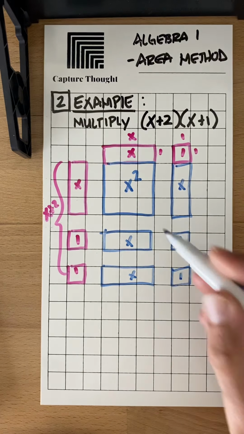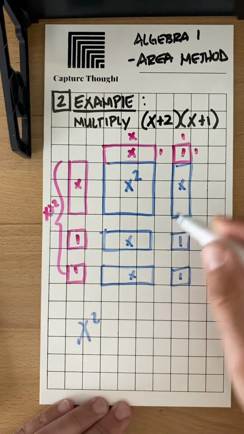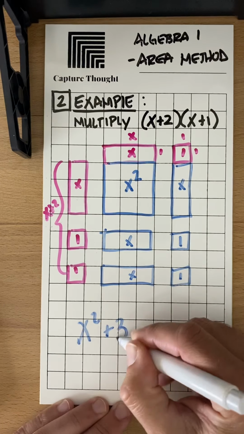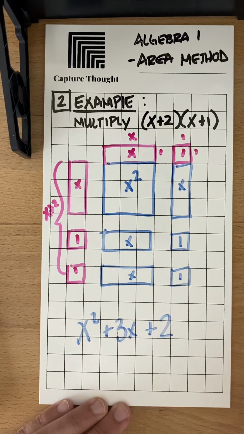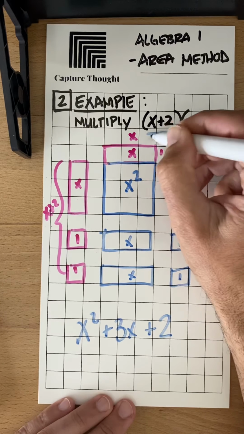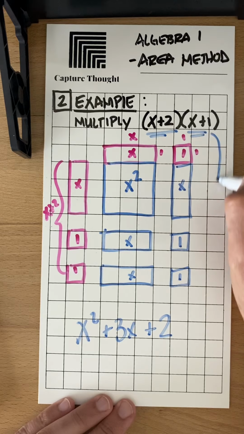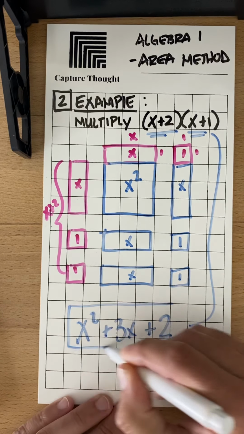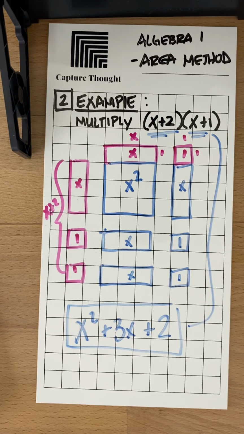So check it out. I've got an x squared. I've got 1, 2, 3 x's, and then plus 2. So it must be true that this binomial times this binomial using the area method is equal to x squared plus 3x plus 2. Pretty crazy that that's the answer. Okay.